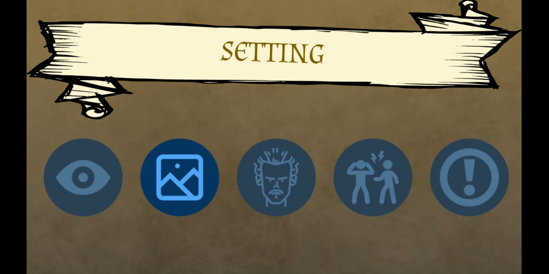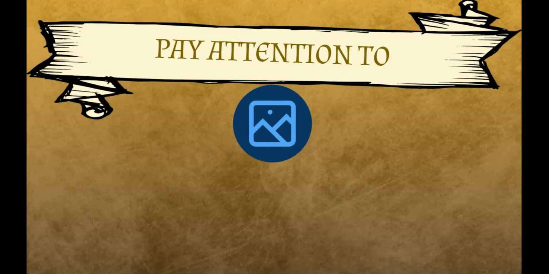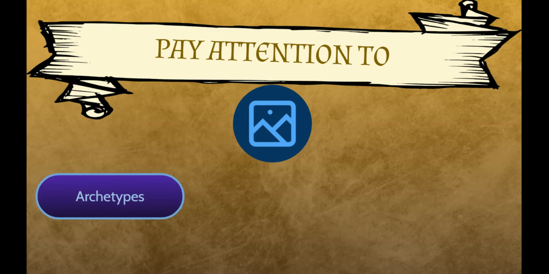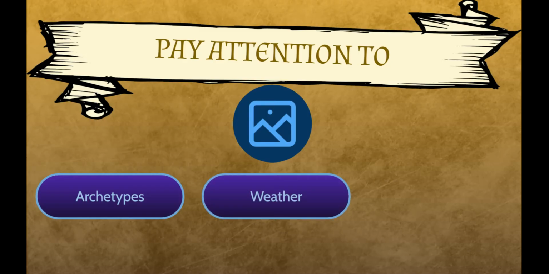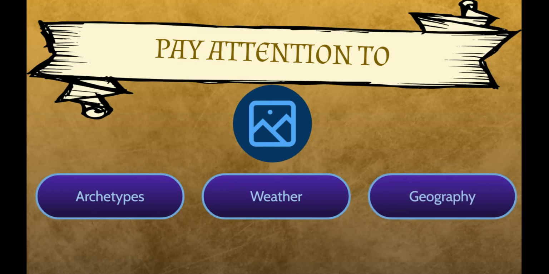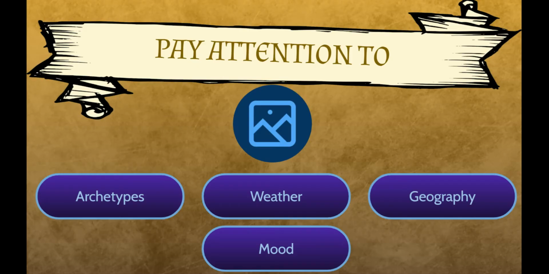Next up, we have setting. With setting, we know when and where something takes place. So when we're annotating for setting, one thing to pay attention to is archetypal settings. There are common settings used in stories that represent certain ideas, and we can expect certain things to happen. Weather is also a key thing to pay attention to. Then geography, where it's taking place, the culture, all of that. And then the mood. What does the setting do for us as a reader? Does it create tension in us? Does it create anxiety?